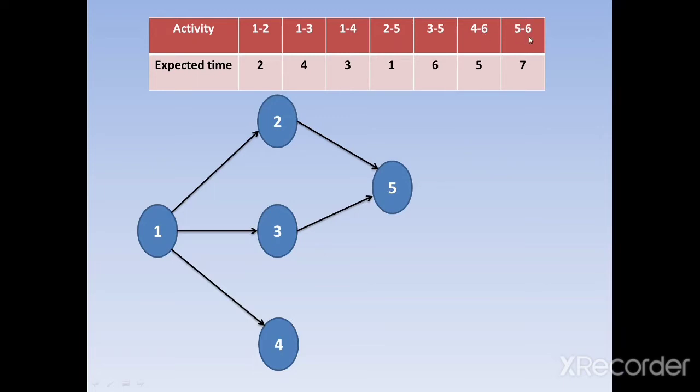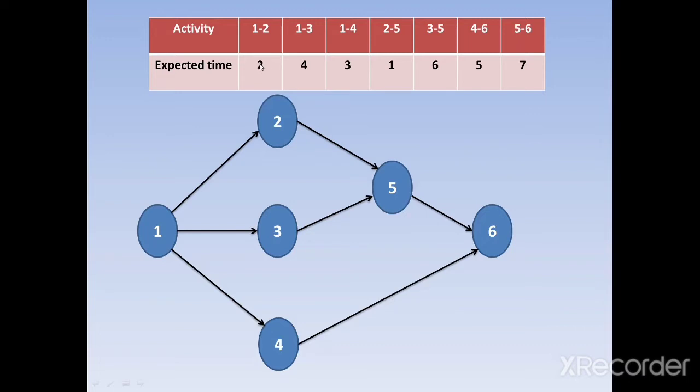The next ones are 4-6 and 5-6. The end of the 4-6 activity is node 6, and 5-6 also ends at the 6th node. So I draw one circle here. 4-6 will be this one, and 5-6 from this side. So this is the 4-6 activity, and this is the 5-6 activity. Like this, we complete the whole network diagram using all these activities: 1 to 2, 1 to 3, 1 to 4, 2 to 5, 3 to 5, 5 to 6, and 4 to 6.